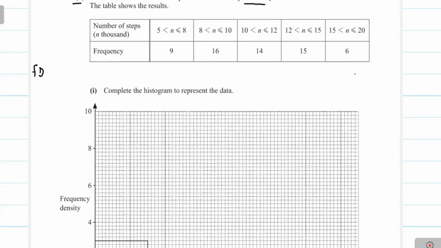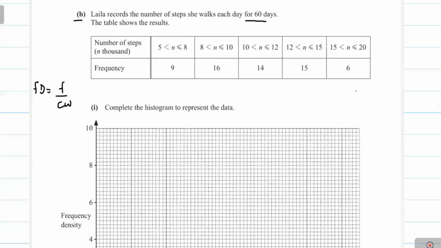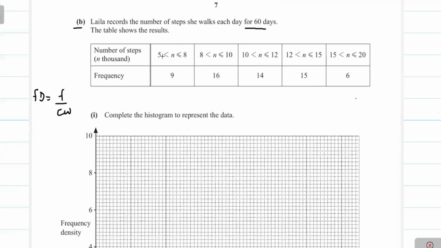Frequency density is equal to frequency divided by class width. Now, we mention the class width of each interval. In the first interval, the class width will be 8 minus 5 is 3. And next is 10 minus 8, 2. And 12 minus 10, 2. 15 minus 12 is 3. And 20 minus 15 is 5.